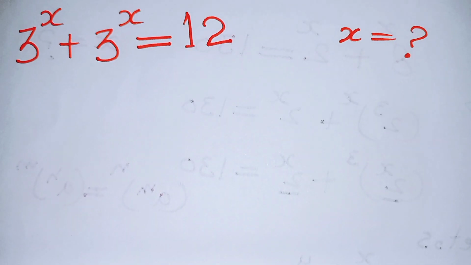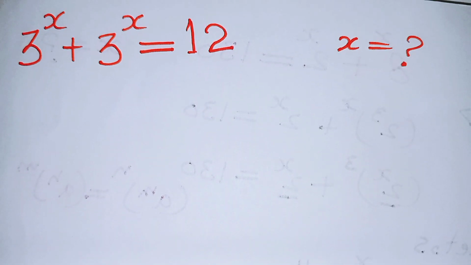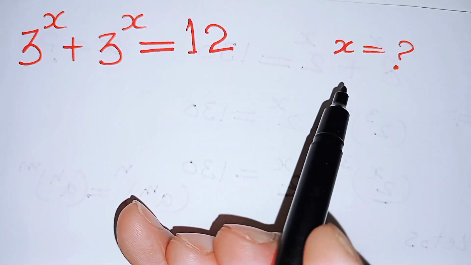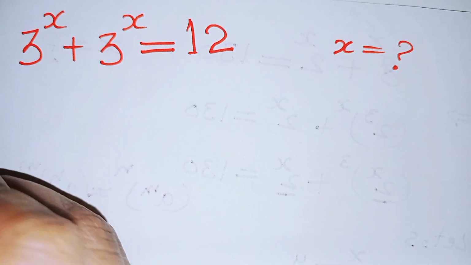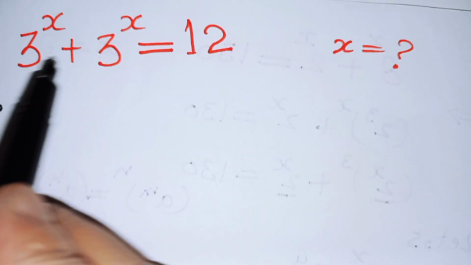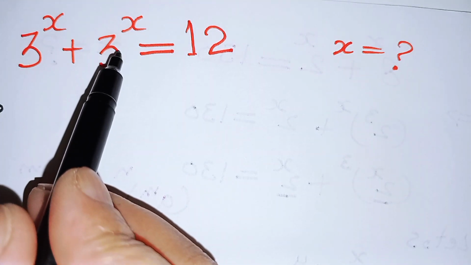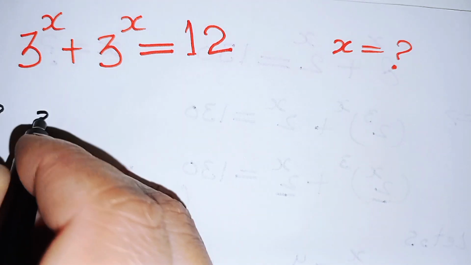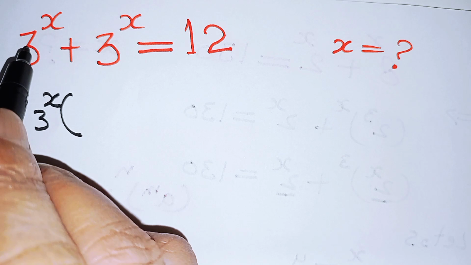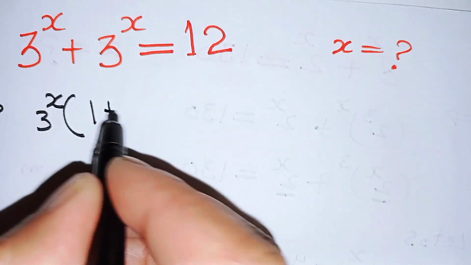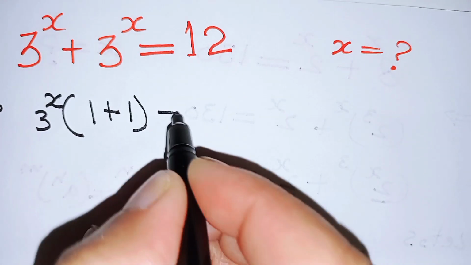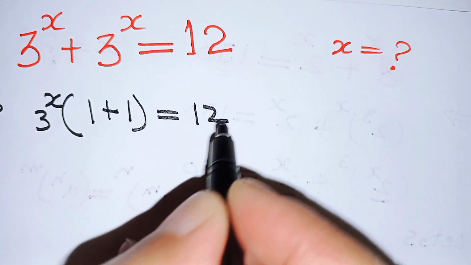So here in the next beautiful problem, which is 3 to the power of x plus 3 to the power of x is equal to 12, find the value of x. We solve this: 3 to the power of x plus 3 to the power of x is the same as, we take 3 to the power of x common out of the bracket, and then 3 to the power of x divided by 3 to the power of x is equal to 1, plus 3 to the power of x divided by 3 to the power of x is equal to 1, and then equal to 12.